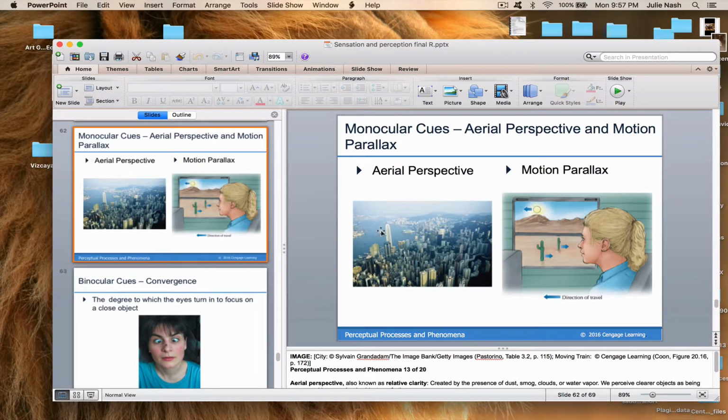All right, aerial perspective. Do you see how hazy everything gets back here? So when something gets hazy, it's perceived, or it's constructed in my mind, as being further away.